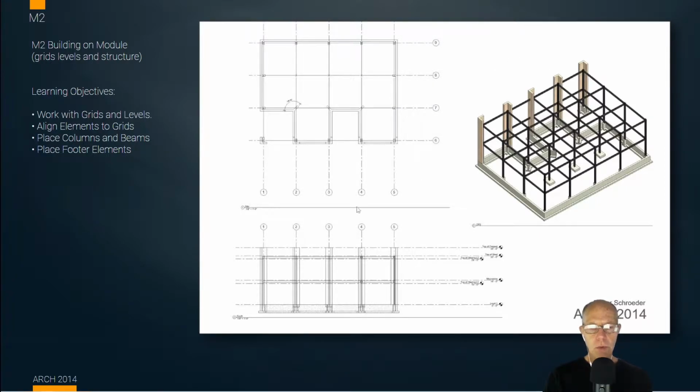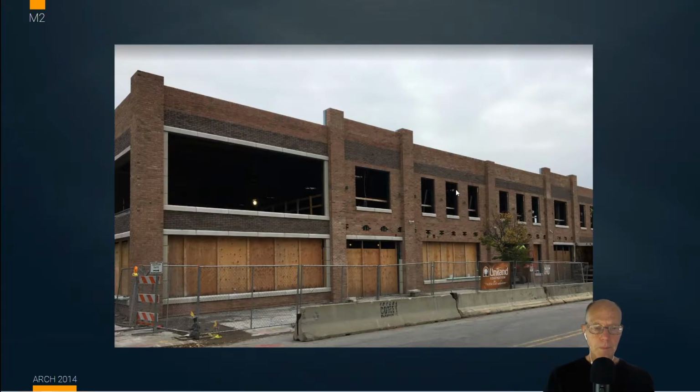In this module, we're going to work with grids and levels. We're going to learn how to place our objects. We're going to then place these steel beams, and we're going to have footer elements, things that are going to support all of our structural elements here. So I really want to take a few minutes and explain how these structural elements are commonly used in architecture. And here's an example of the project that we're working through.